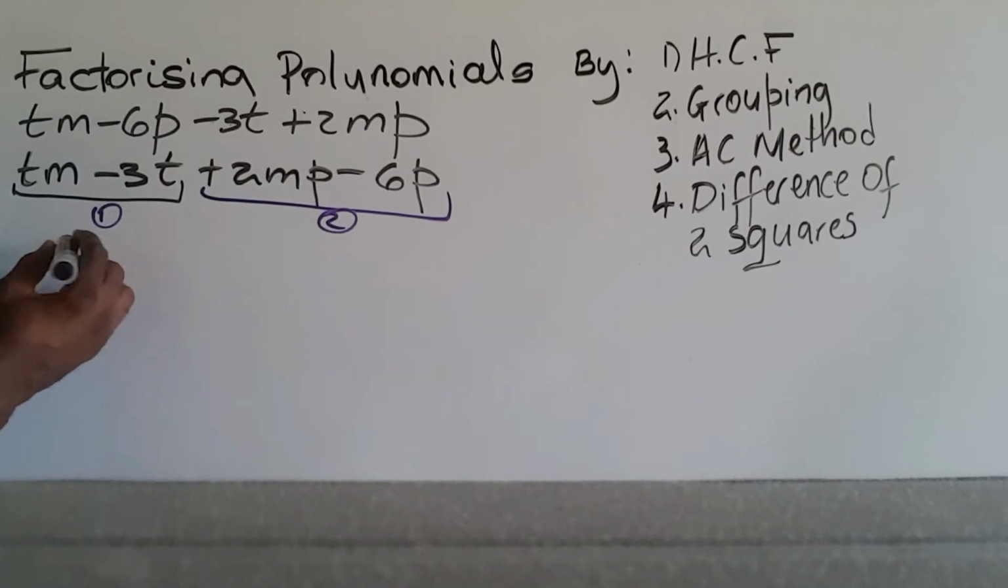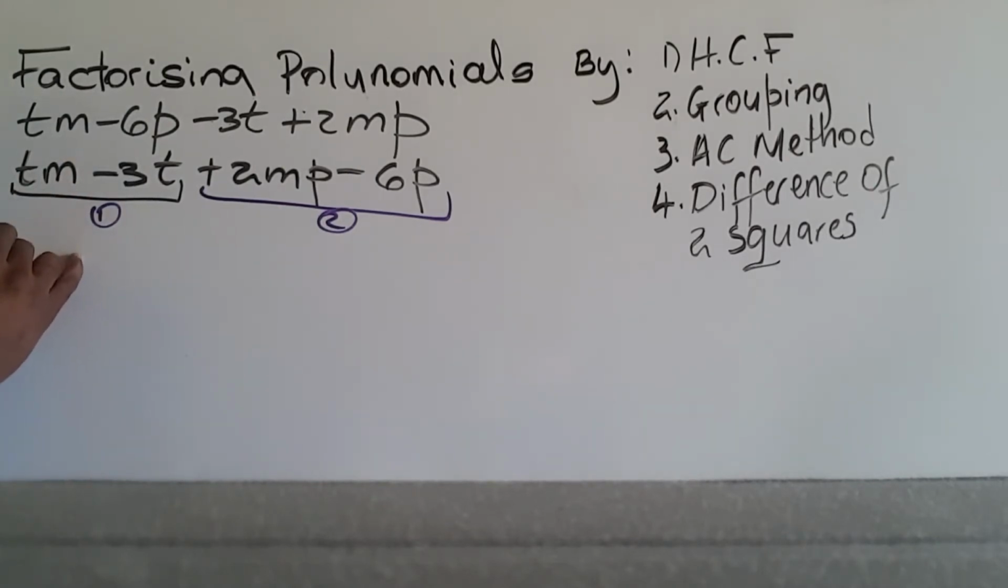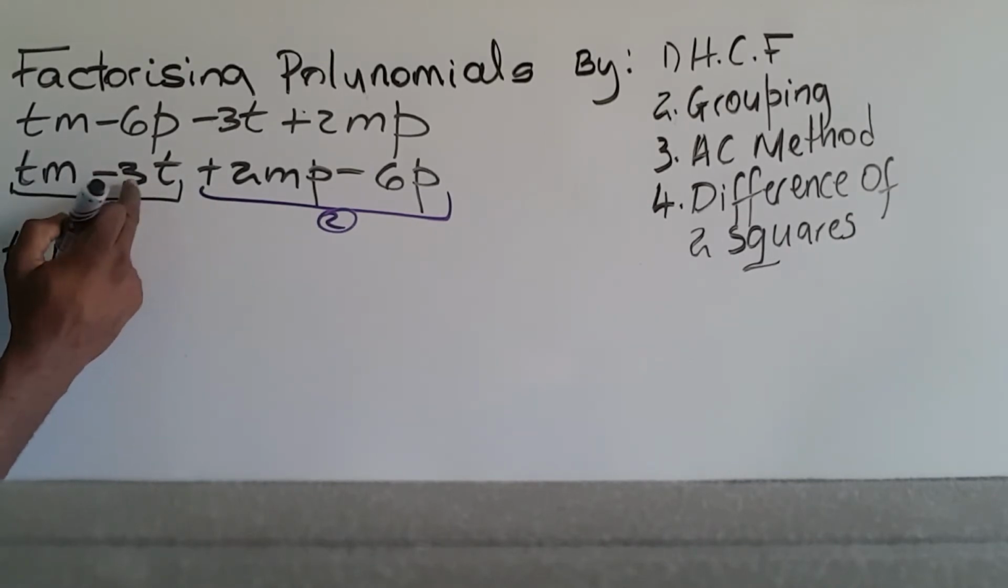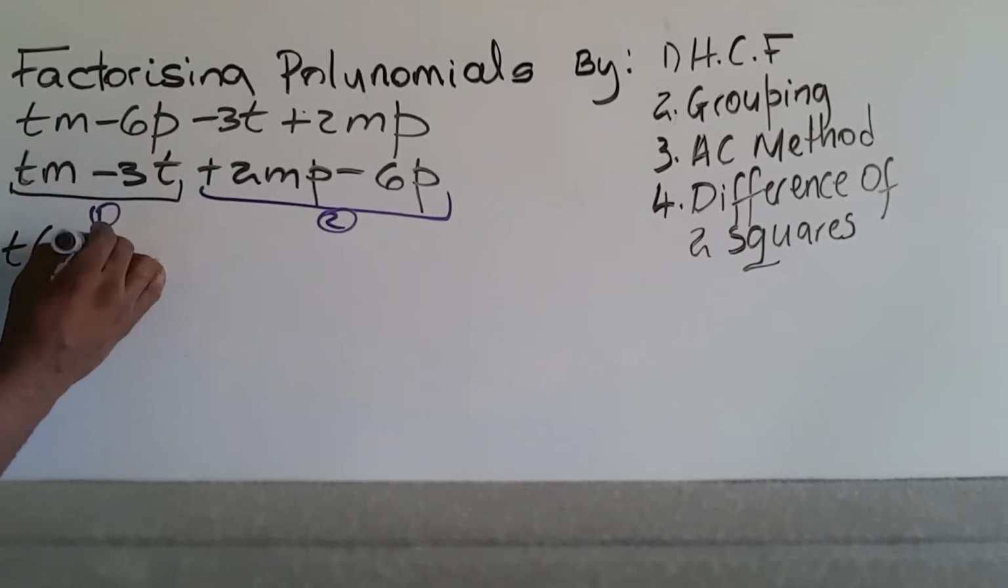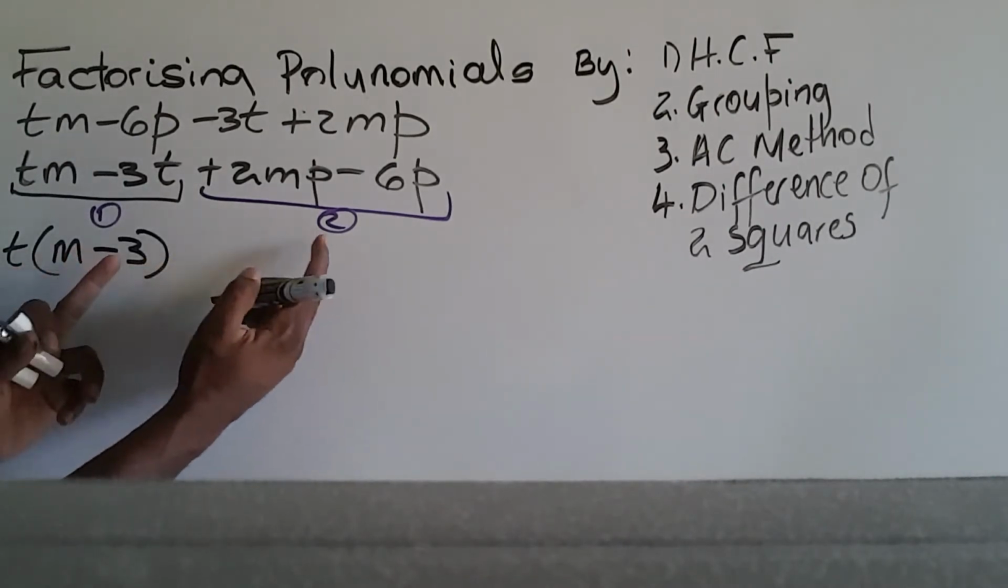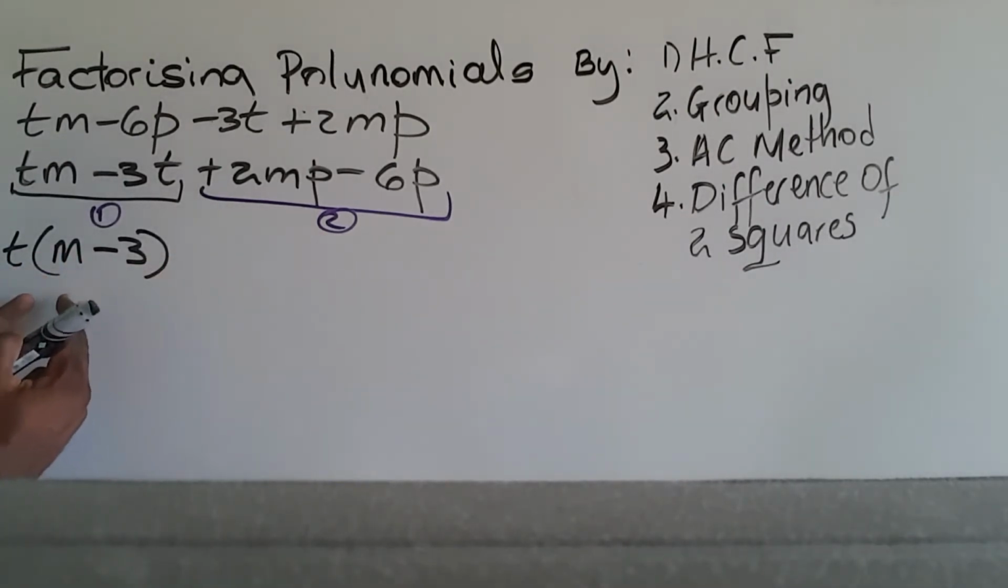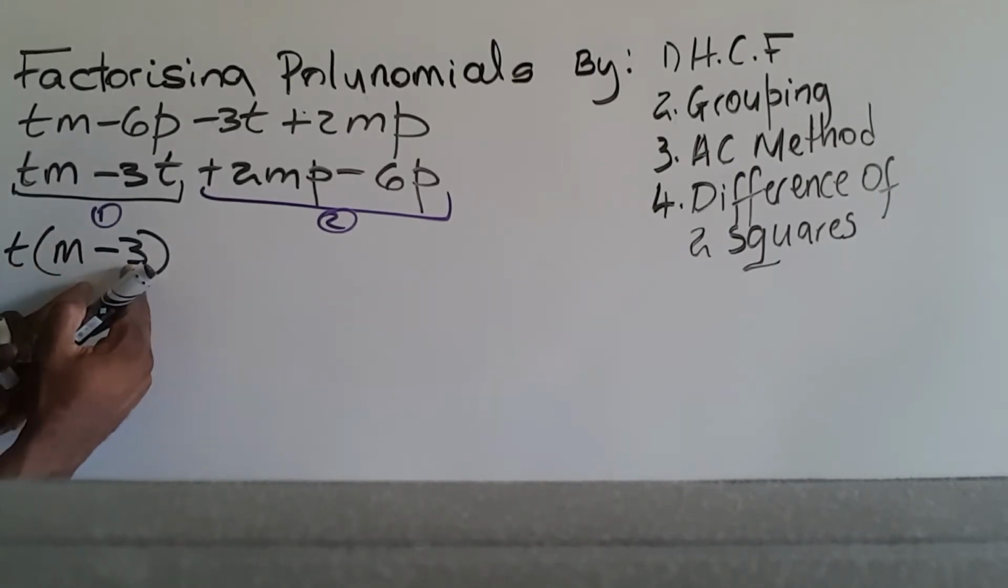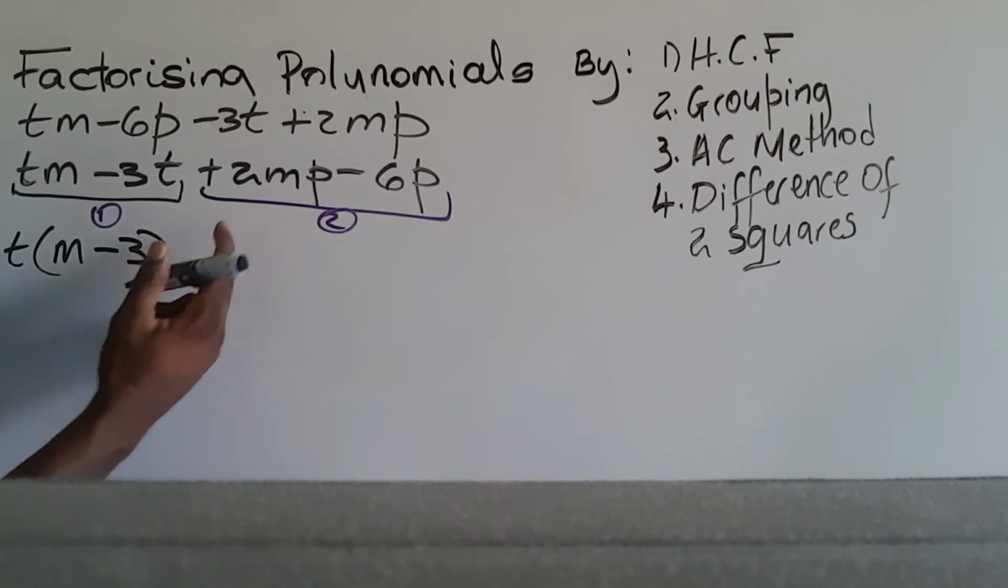So now let's quickly look at this. So let's take out our common factor. We're talking about t. Divide t into mt, t cancels t, leaving m. If we should divide t into negative 3t, the t cancels itself, leaving the negative 3. Remember that whatever we do here, we must make sure that we get a positive m and a minus 3. What's common here?